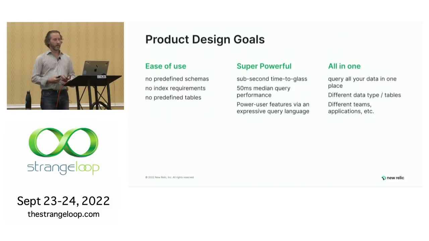Some of the design goals that are specific to our choices when we were building this. One was ease of use. Because we're a SaaS company and we want customers to be able to onboard very quickly, we want to make it really, really easy for them to start sending us data. So to support that, we don't require people to predefine any schemas for their data. We don't require them to define any indices. For that matter, we don't even require people to predefine tables that they're going to start sending us. So at any time, someone can decide they want to start tracking a new piece of data and send it to us, and we just start storing it automatically.